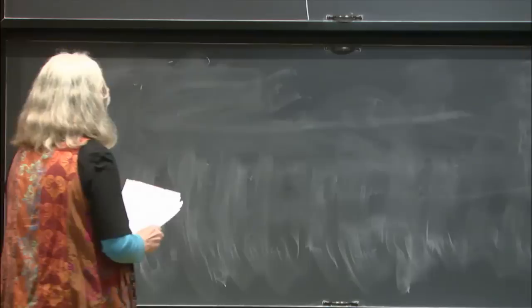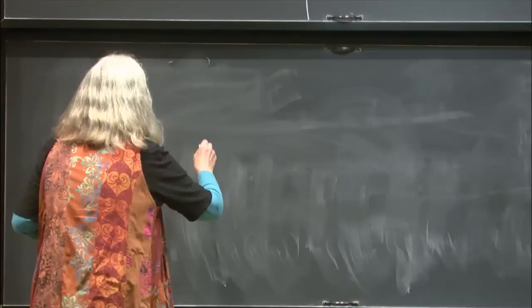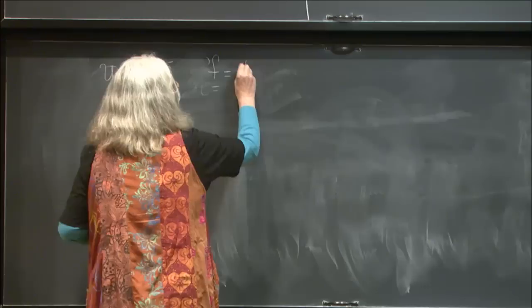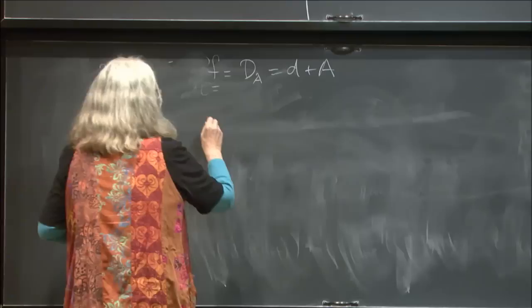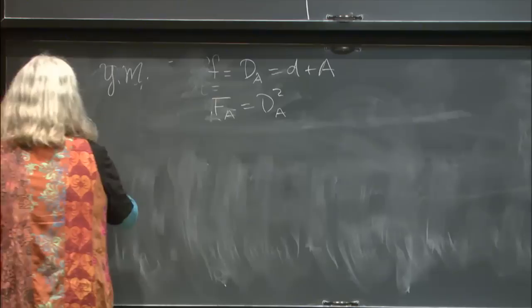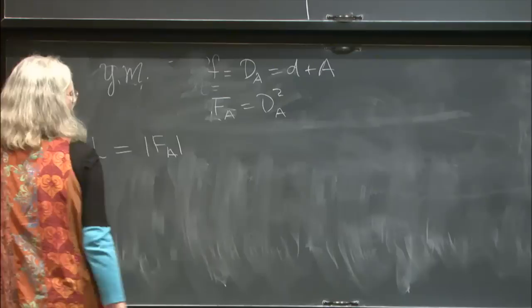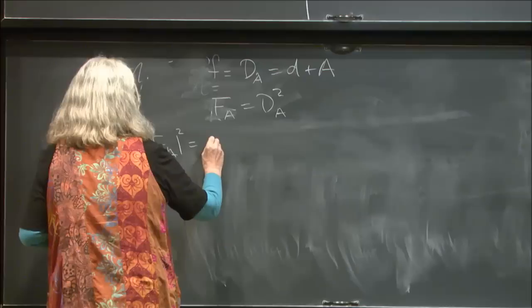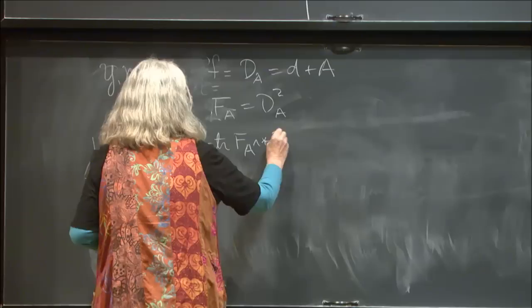This is something which has a very large group of symmetries. The Yang-Mills functional, the action integral for that, well, I better put my connection equal to d plus A. And the Lagrangian is, the curvature of the connection F_A is dA squared, and the Lagrangian for Yang-Mills theory is the square norm, the trace norm of the curvature, which, if you actually want to compute it, is minus the trace of F_A wedge star F_A, if you want to.